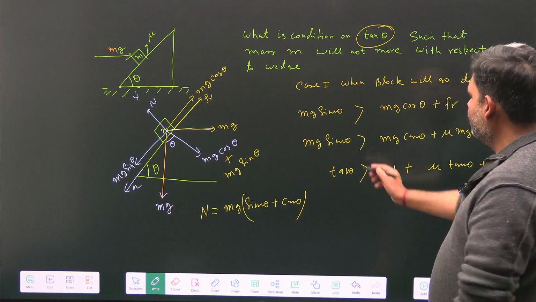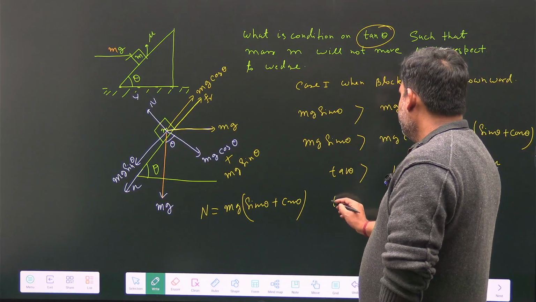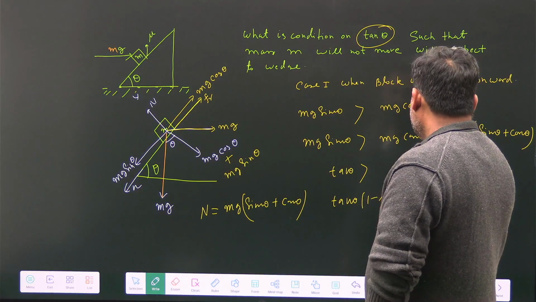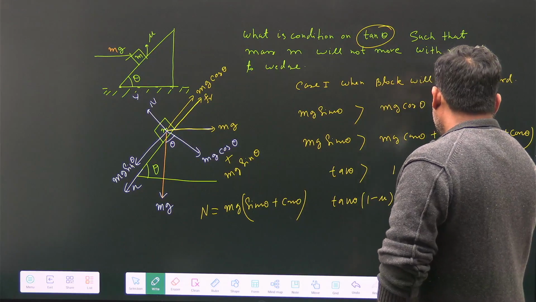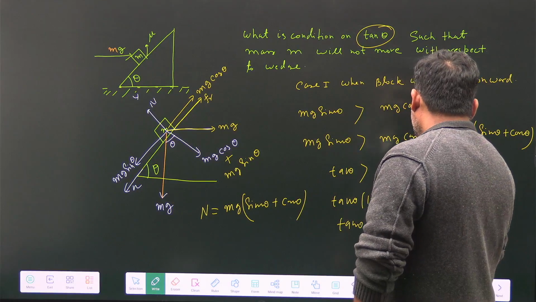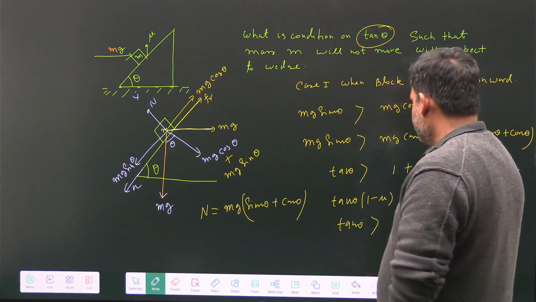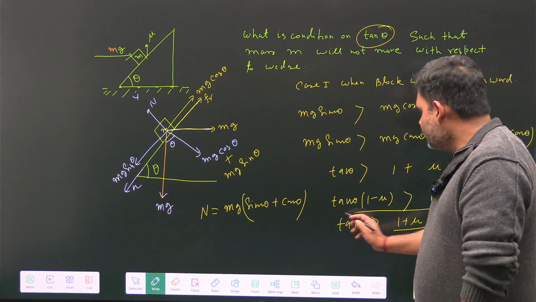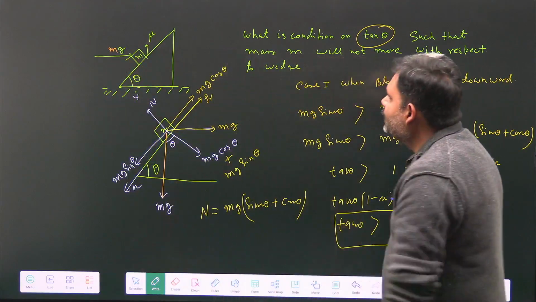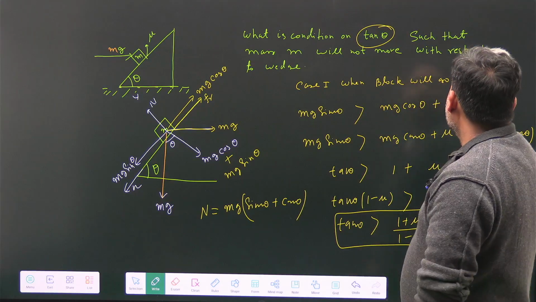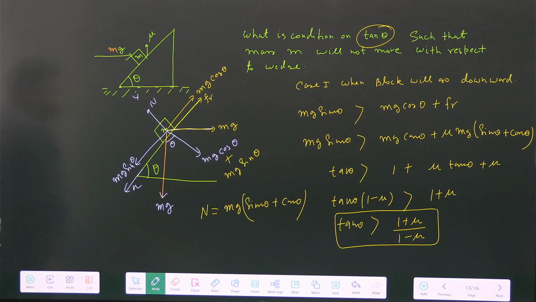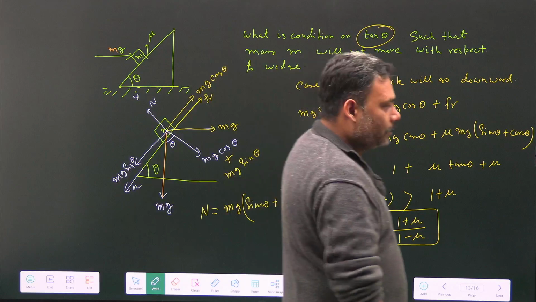However, let us make it negative. So what do you have? You have tan theta and 1 minus mu must be greater than 1 plus mu. So your tan theta must be greater than (1 plus mu) upon (1 minus mu). If you have this condition, you can change this theta. If you have this condition, then what will happen? mg will go downward. The block will go downward. This is your condition: tan theta is greater than (1 plus mu) upon (1 minus mu).